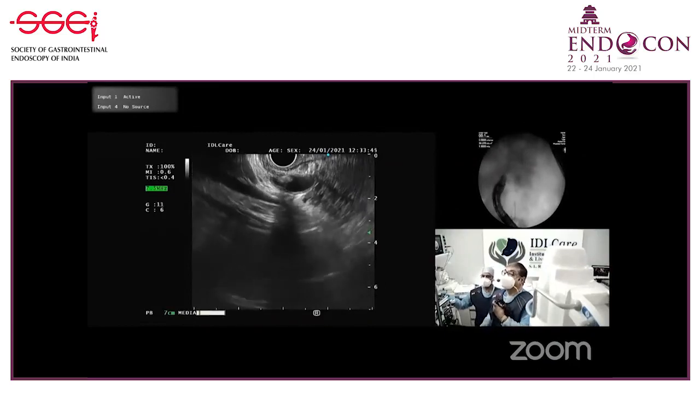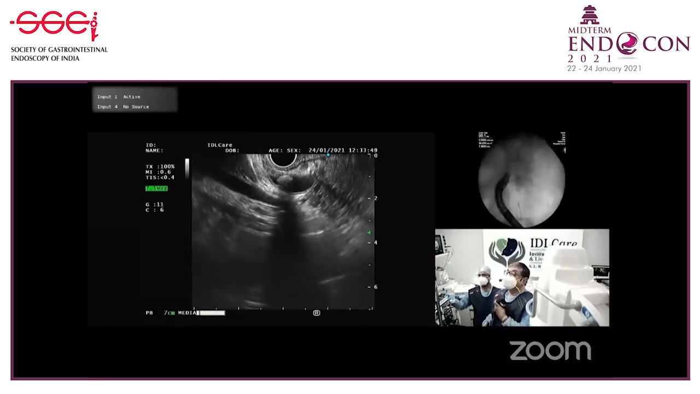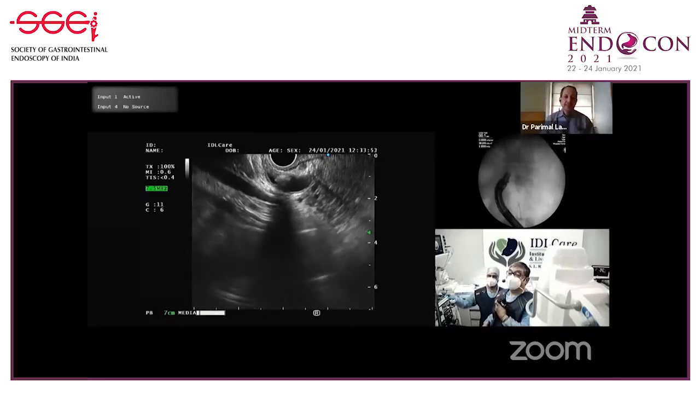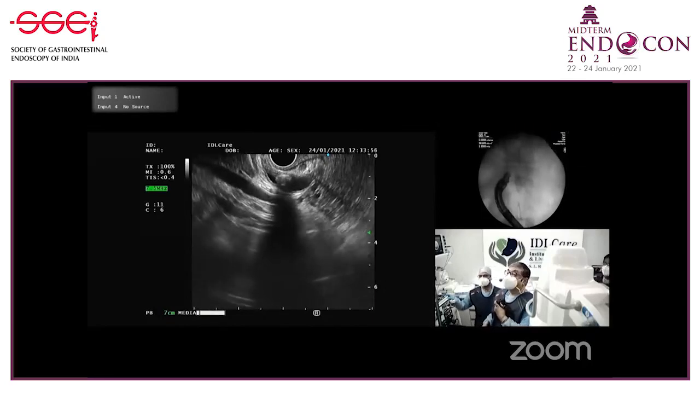Can you see the fluoro picture, Parimal? We can see it. Okay. Is it the reverse scope? No, it is not reverse. It's a very long scope position. Okay.